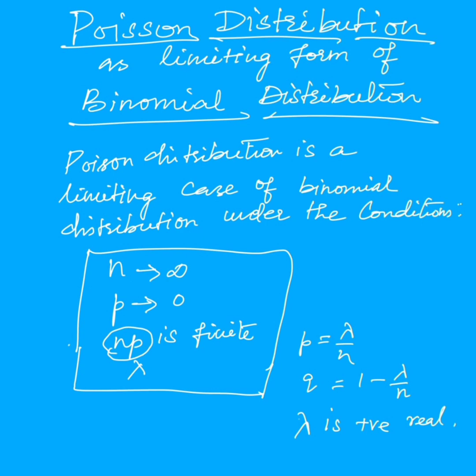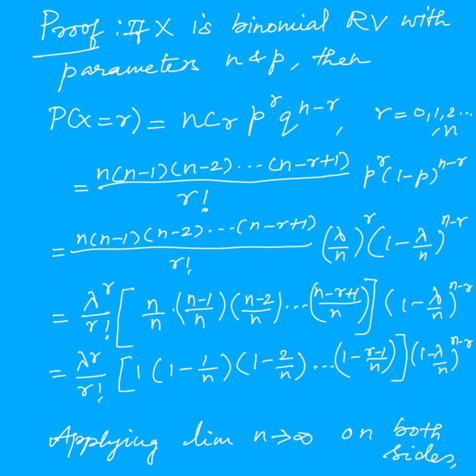Here, condition number one is n tends to infinity, that is, n is indefinitely large, and small p is very small. p tends to 0 and n tends to infinity are the most important conditions. And np, the rate of success, is finite, and this will be denoted as lambda. So p and q are replaced in terms of lambda in future.